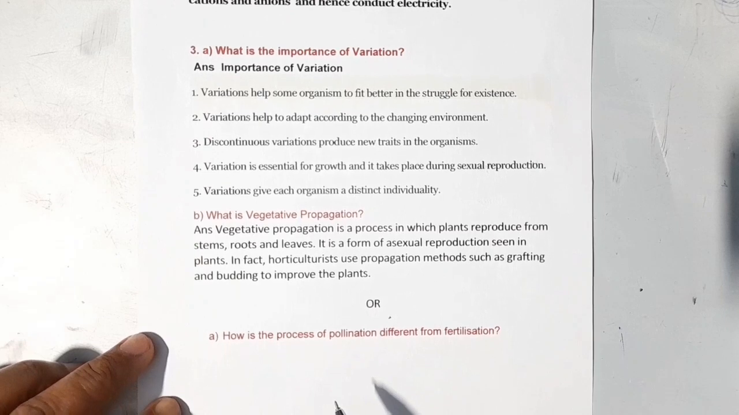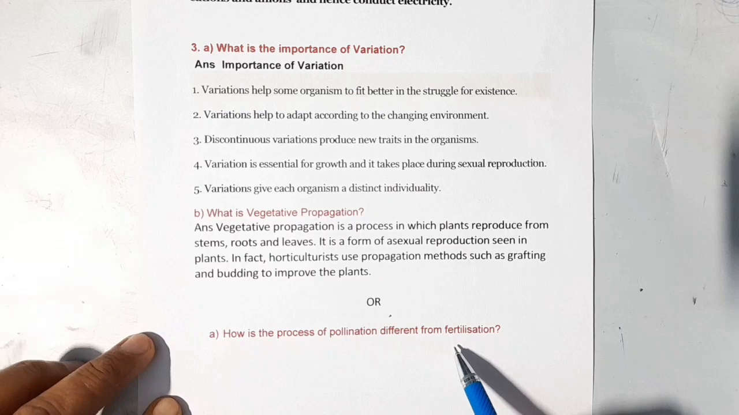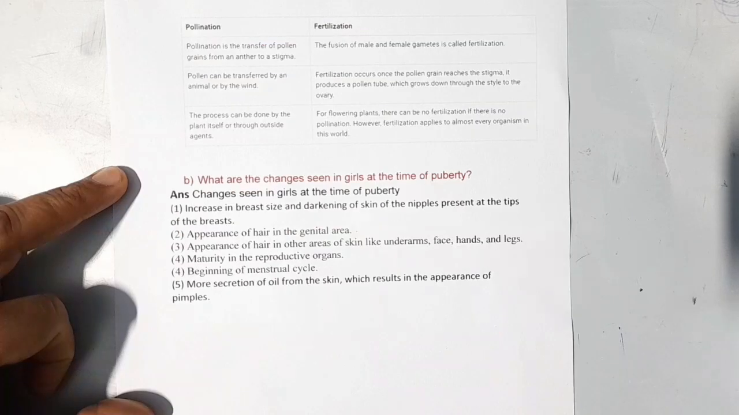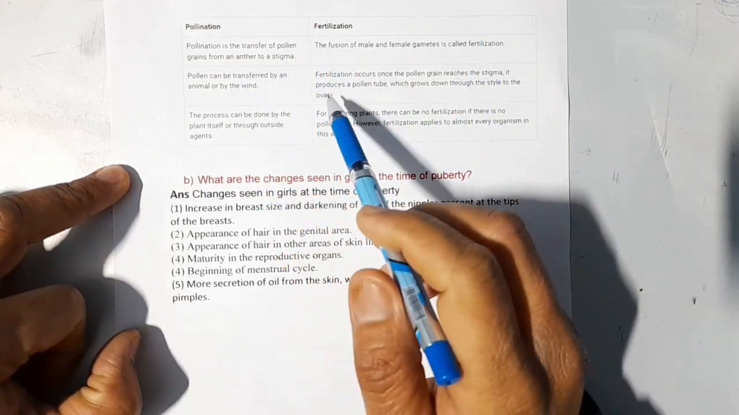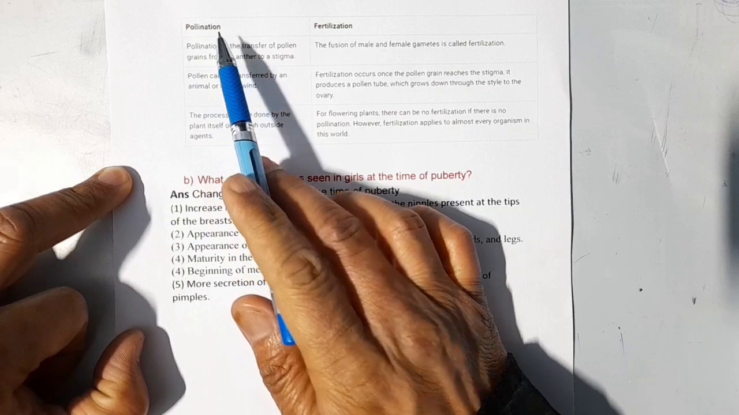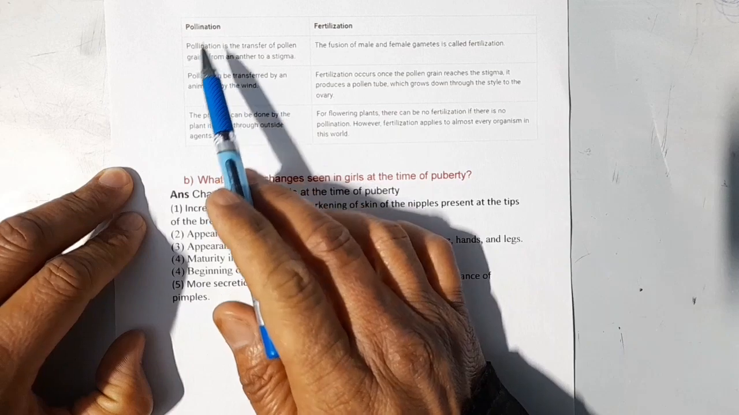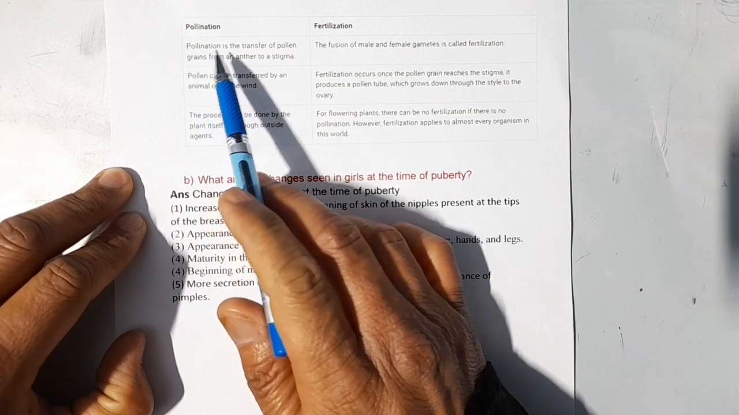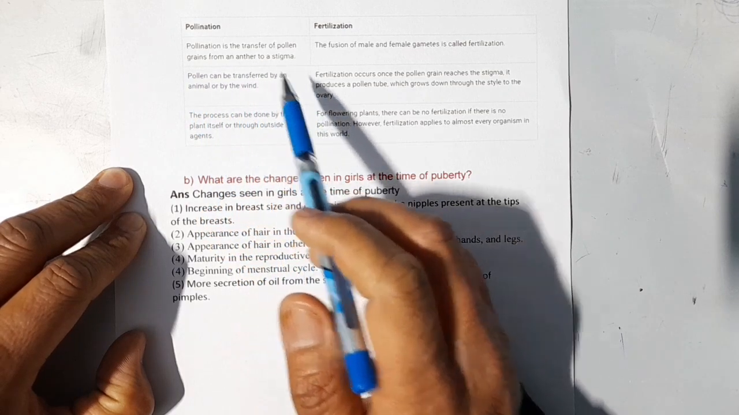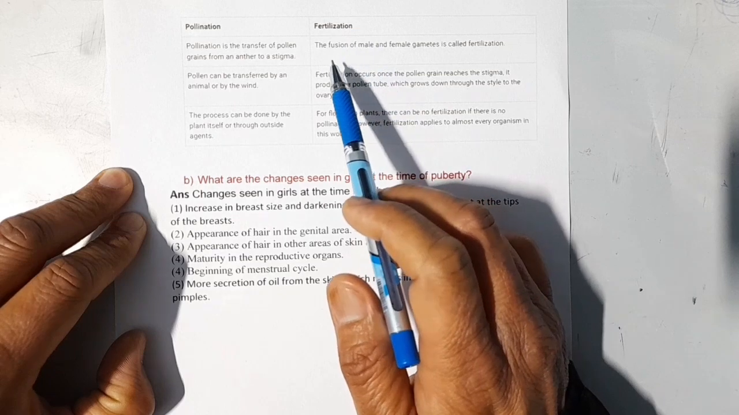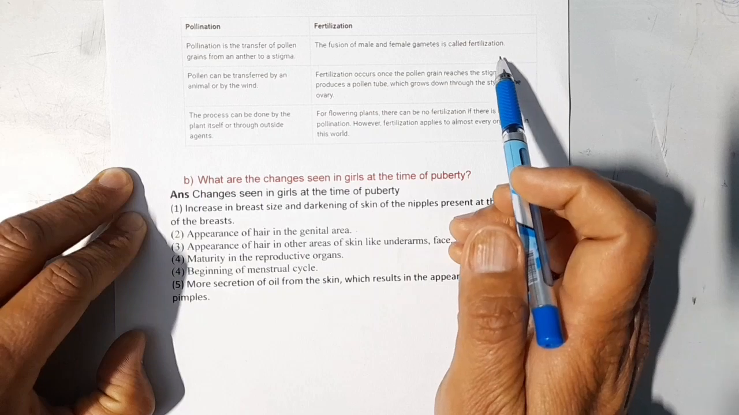So, our next question is, how is the process of pollination different from fertilization? For the answer to this question, we will again make a table like this. On one side, we will write pollination and on another side, we will write fertilization. First point: pollination is the transfer of pollen grains from an anther to a stigma. Whereas fertilization is the fusion of male and female gametes.